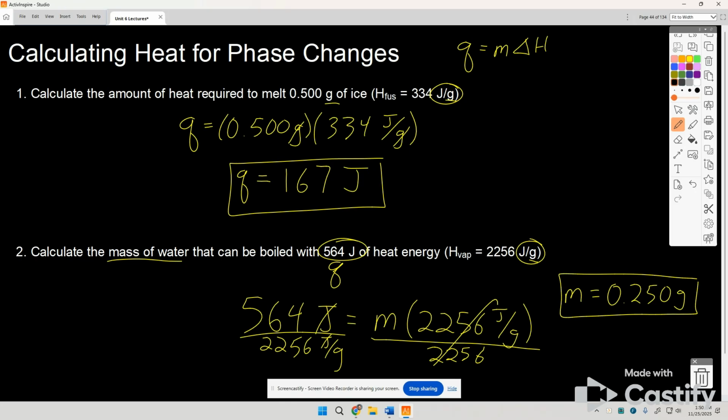So there are two different types of problems that we can see here when working with phase changes. One is to calculate how much heat is needed to melt or to boil or to freeze, or whatever the phase change is. How much energy or heat is required to do the phase change if we know how much there is, or if we know how much energy we have, what is the mass that we could melt or boil or freeze or whatever phase change we're talking about.